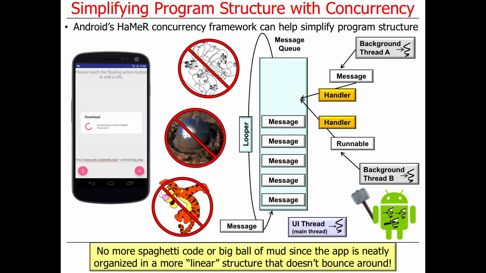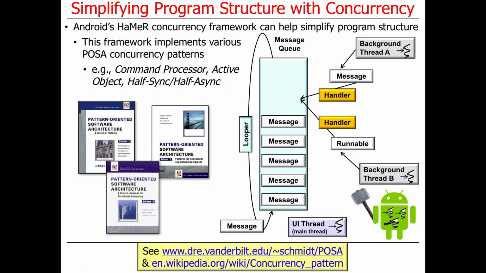So the nice thing about this is we don't really have as much spaghetti code, we don't have as much big ball of mud, because the app is organized in a more linear structure that doesn't bounce around as much. The long-running operations that block run in background threads, and when they need to communicate something to the user, they put it into a queue, and it pops up via a callback in the user interface thread. There's a whole pile of patterns that embody this architecture.